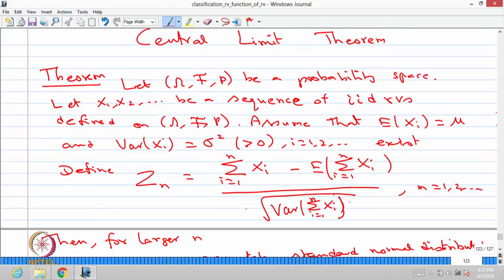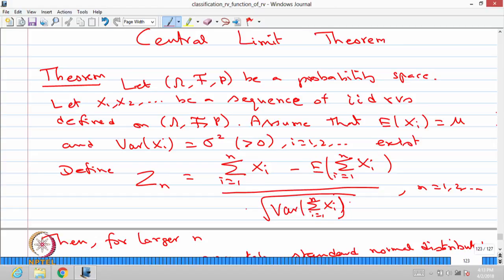Yes, see the theorem carefully. I have made an IID random variable. Suppose it is not identically distributed, then you can find what all the changes are. That means if each Xi is not identically distributed, then their mean will be mu i and variance will be sigma i squared. That means each one may have a different mean. Still you can apply the theorem, because Zn is going to be the sum of random variables minus their mean.